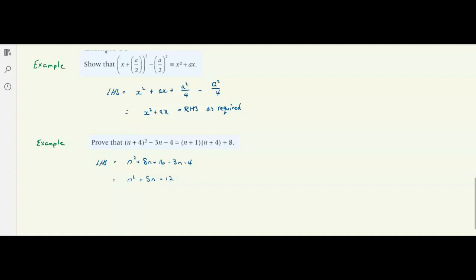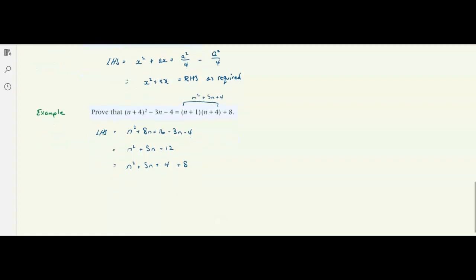Now just have a little look over the right-hand side there. And what we see here is an n squared plus 5n plus 4. So we can see with the plus 8 it's going to equal this. So what I might do now, just to help me arrive at this, is to rewrite this as n squared plus 5n plus 4 plus 8. So that's a logical step, which allows me then to factorize to n plus 1, n plus 4, my first three terms, plus 8. And now I can announce that I have the right-hand side as required.